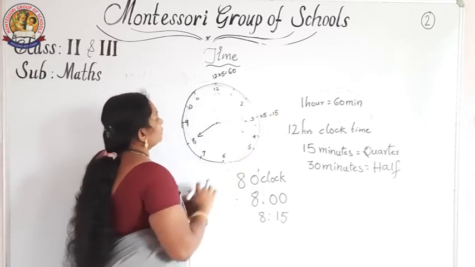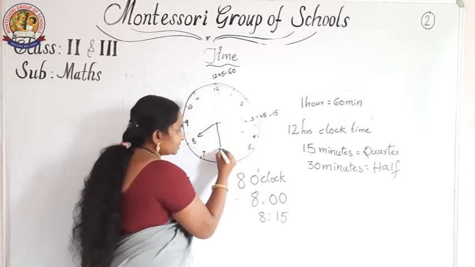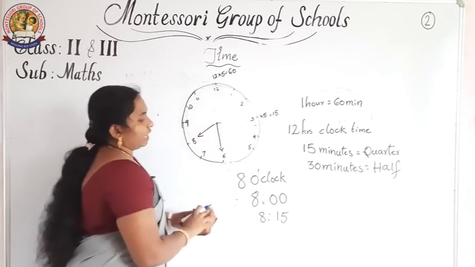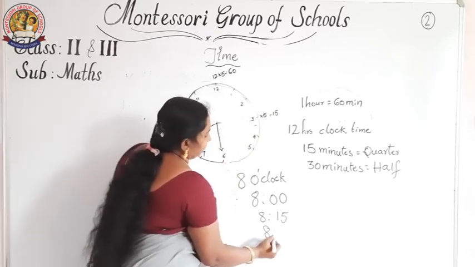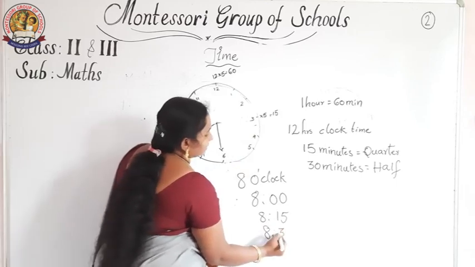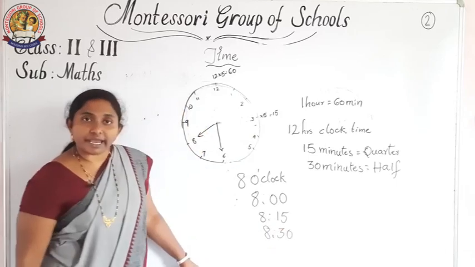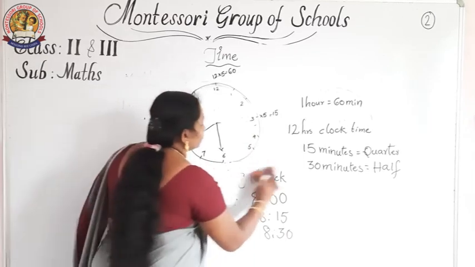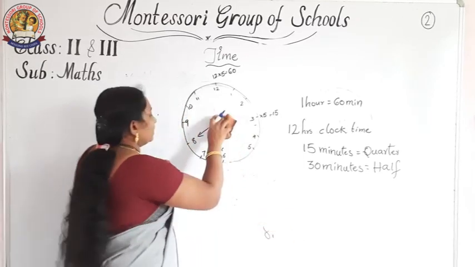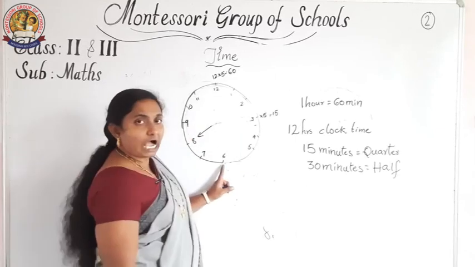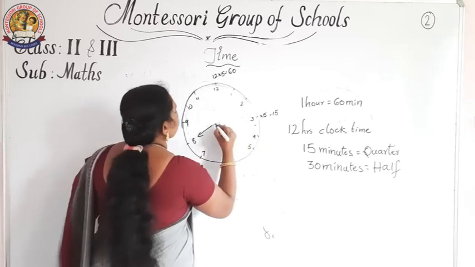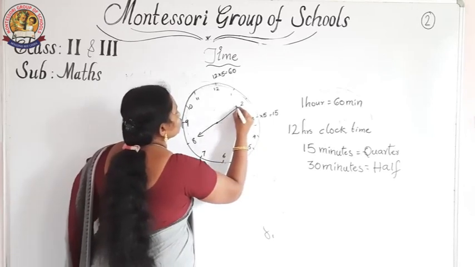For example, the minute hand shows 6. How do we write? 8. 6 5s are 30. The time is 8:30. Understood all of you? Okay. One more. 6 means half. 3 means 15.